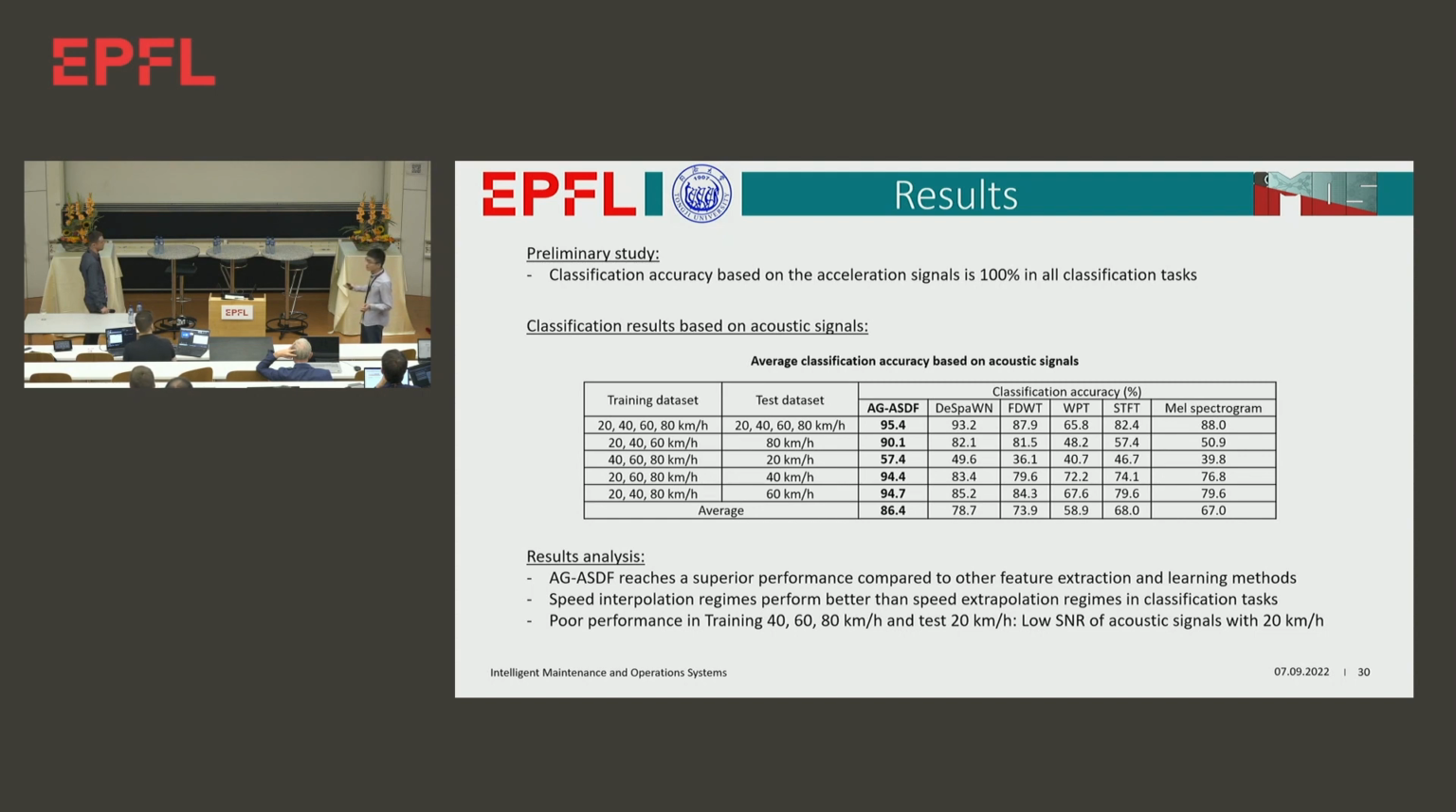And there is another interesting result. There is a poor performance in training on 40, 60, 80 kilometers per hour, and testing on 20 kilometers per hour. We can see it even hardly reaches 60% accuracy. It's because the signal-to-noise ratio of the acoustic signals with the speed of 20 kilometers per hour is too low. So the target features covered by severe noise cannot be effectively extracted by the current feature learning or extraction methods.